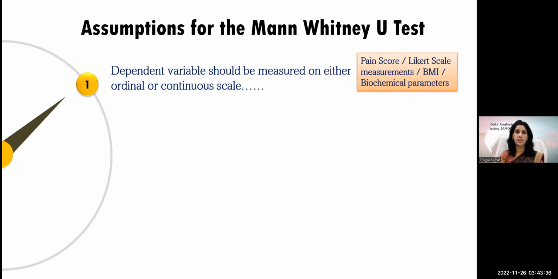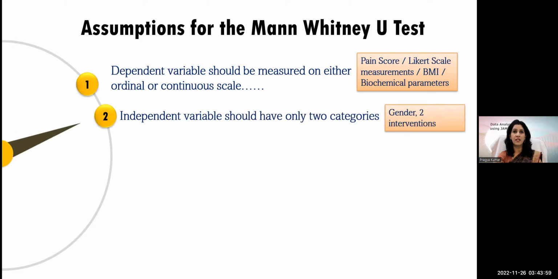So the assumptions are again like the dependent variable should be measured either on an ordinal or a continuous scale. In this case, you can use the Likert data also, because remember we have studied that in the ordinal scale, if the number of categories are more than 5, you can treat it like a continuous.